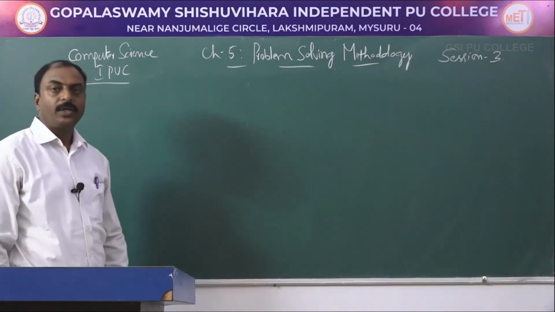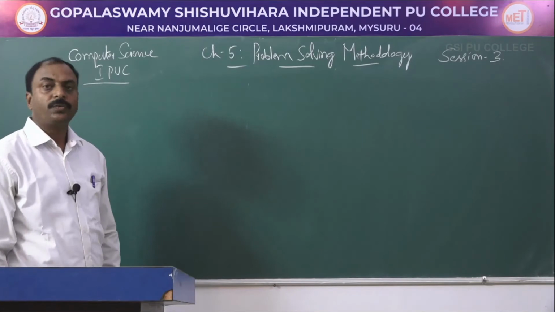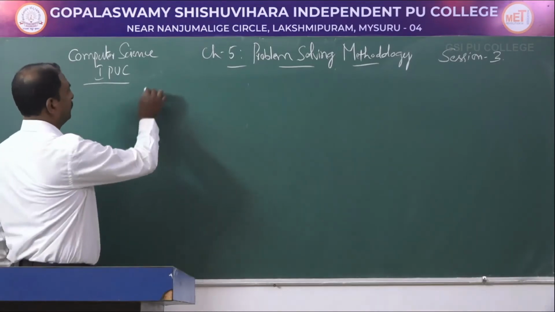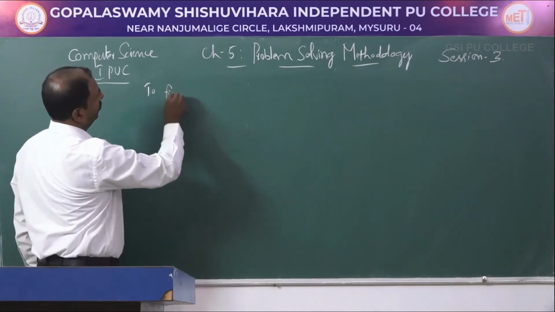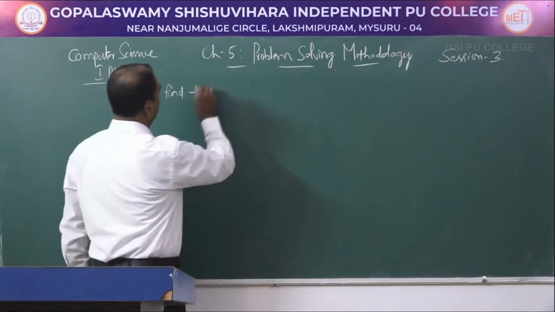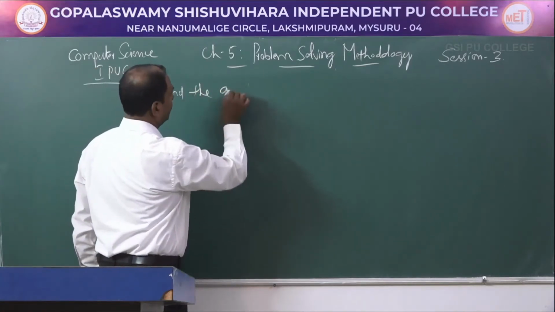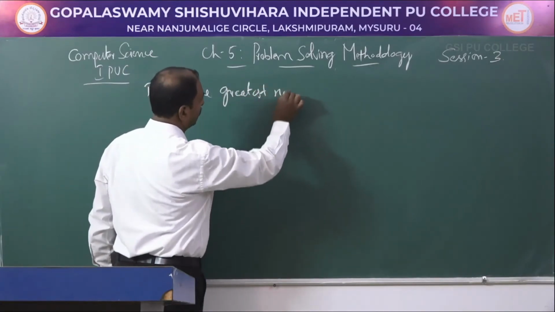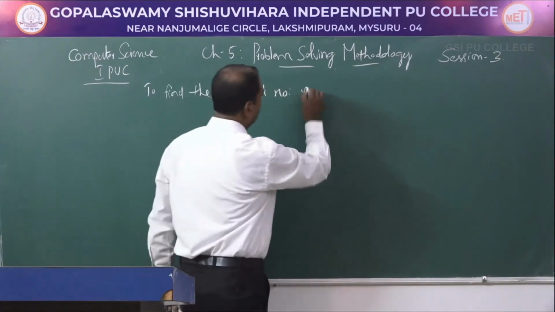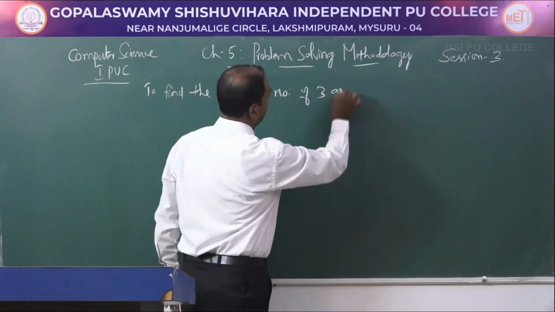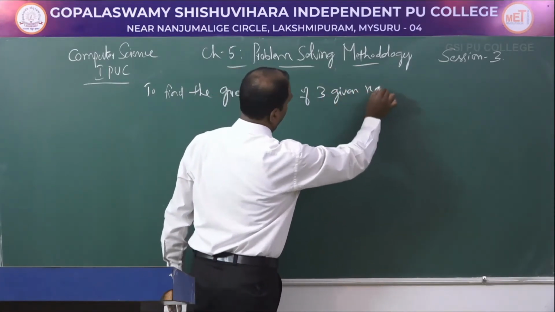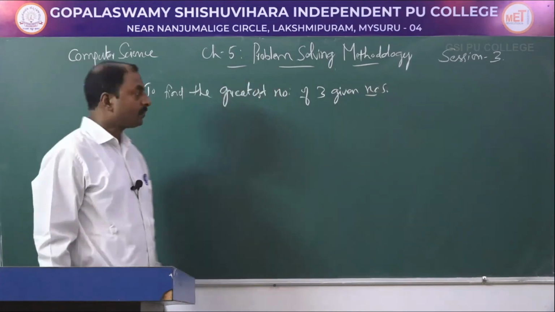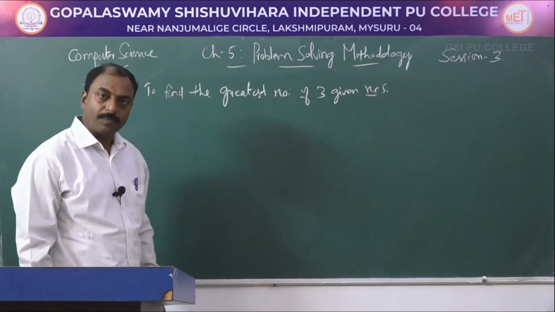Next example is to find the greatest of three numbers. To find the greatest number of three given numbers. So what is the logic of this problem?